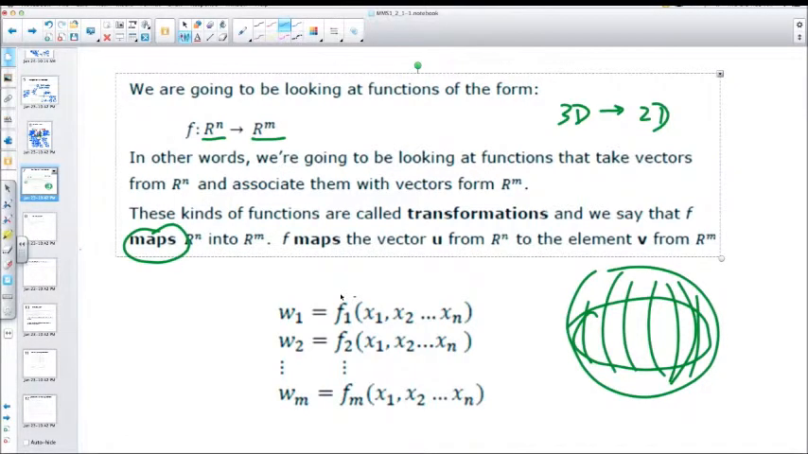So generally it involves n input parameters and m output parameters. That's our real world. It's not a 1D to 1D function. Now let's give an example.